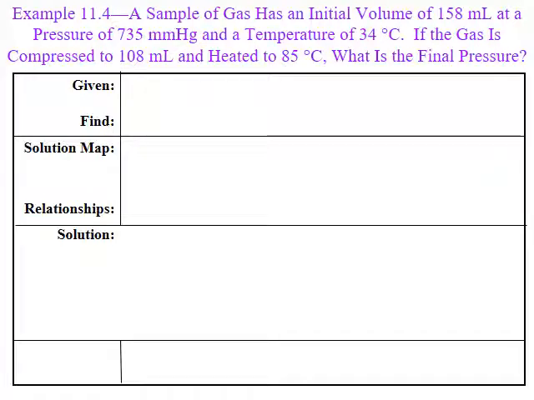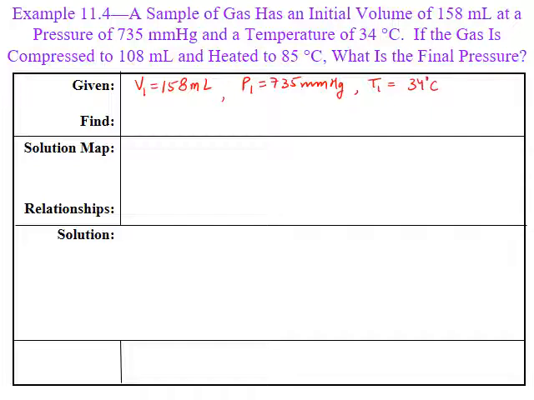Okay, a sample of gas has an initial volume of 158 ml at a pressure of 735 mm of Hg and temperature of 34 degrees Celsius. So this is given to us: initial volume, initial pressure, initial temperature. So V1 is given to us. V1 is 158 ml. P1 is 735 mm of Hg, and T1 is 34 degrees Celsius.